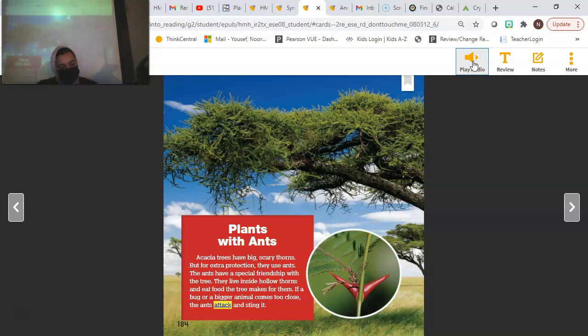What new information about plant defenses do you learn on this page? How does this plant defend itself, everyone? With ants, with other living things. It's a symbiosis. They help each other. The ant helps the tree, and the tree helps the ant. Very good. Or the ants. Very good. What have you learned about plant defenses?